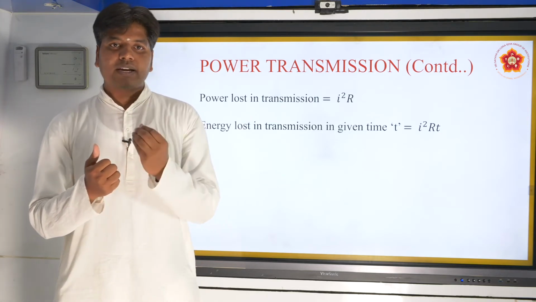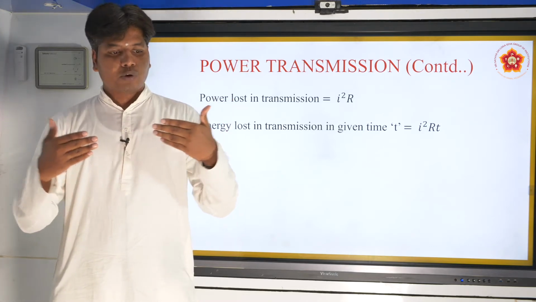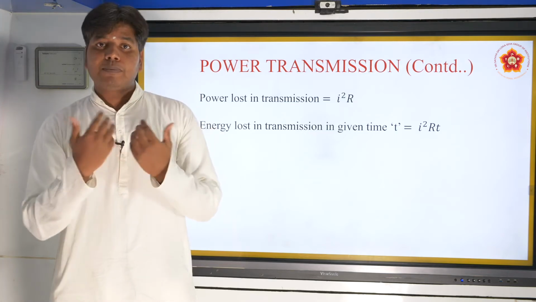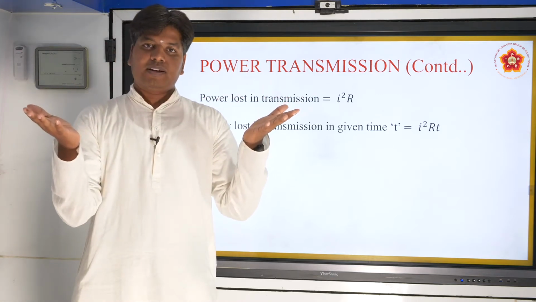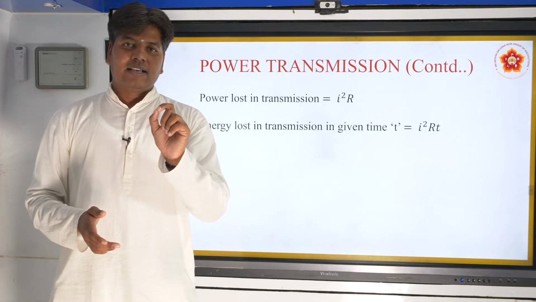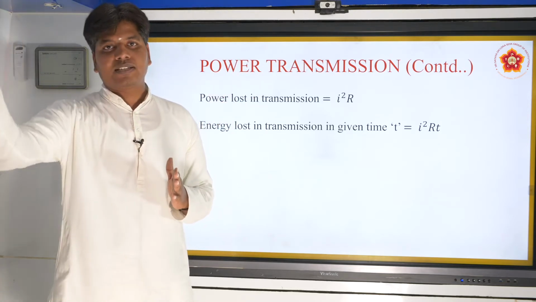If you pass more current, what happens? The charge flow will be more, so the collisions with the atoms will be more. The heat will be produced and dissipated into the environment. So most of the energy the electrons are carrying goes out into the environment. It is not going to the substation.